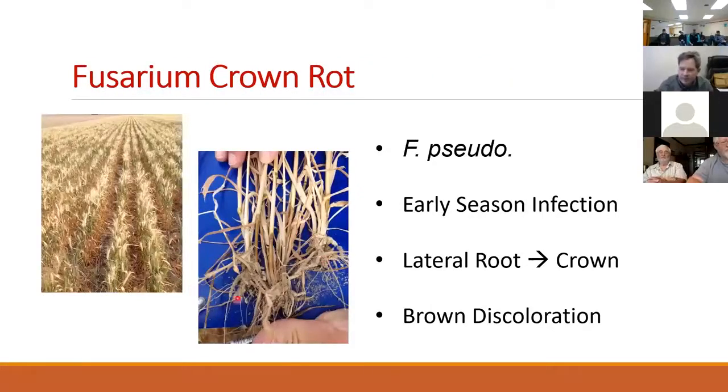As Uta explained, fusarium crown rot is primarily associated with this solid discoloration that extends 1, 2, or even 3 nodes above the crown. It has to have early season infection, usually of the lateral root, and then it moves into the crown. Physiological stress caused by going into flowering and water stress allows the pathogen to invade this lower stem. That's in a good situation.